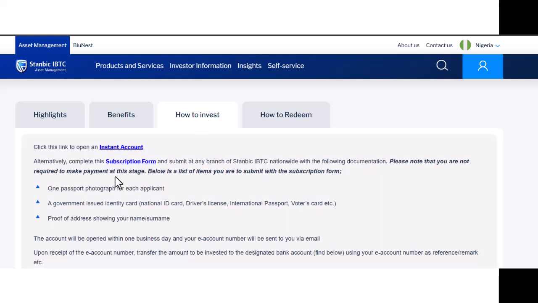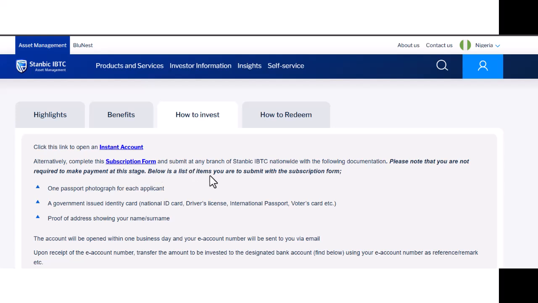So how can you actually invest? Either you click the link to open an account. If you don't have an account with Stanbic yet, we are going to provide the link in the description in case you want to sign up. Alternatively, complete this subscription form and submit it to any branch of Stanbic IBTC nationwide with the following documents. Please note that you are not required to make payment at this stage.